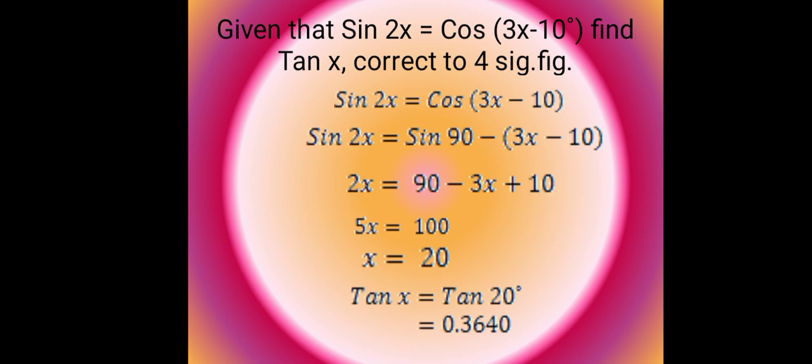x becomes 20 degrees. Tan x will mean that tan x is equal to tan 20 degrees. And tan 20 degrees, from the tables or using a scientific calculator, is 0.3640.